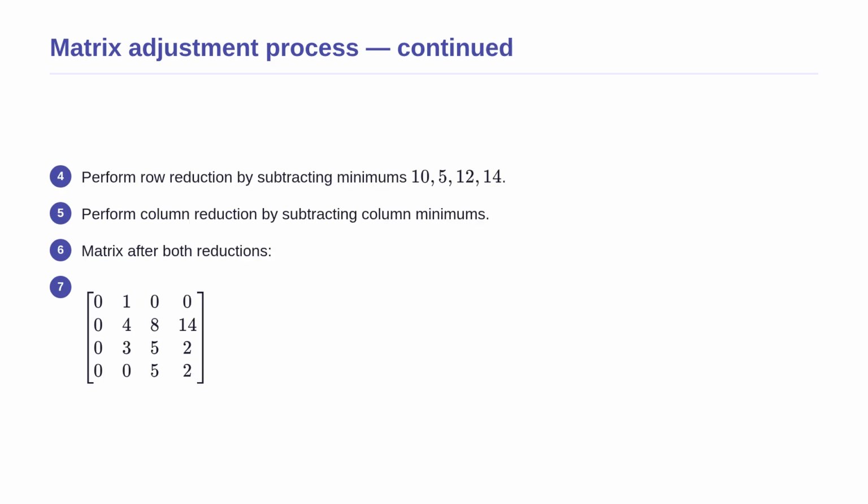This will require us to use the matrix adjustment rule to create new zeros. We will start with the same initial steps we used before. First, we perform the row reduction by subtracting the minimums 10, 5, 12 and 14 from their respective rows. Immediately after that, we perform the column reduction by finding the smallest number in each column of the new matrix and subtracting it. This gives us a new matrix filled with zero cost opportunities. We are now ready to test if this matrix can provide a perfect assignment.